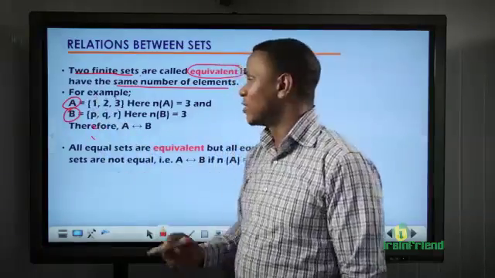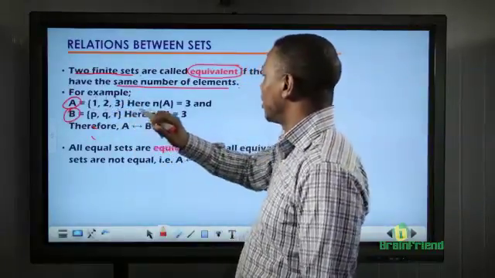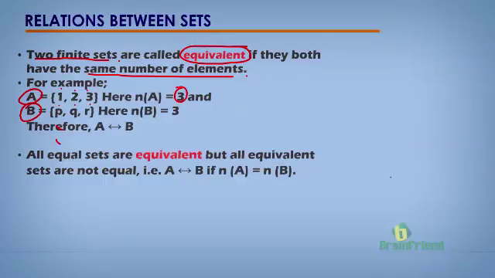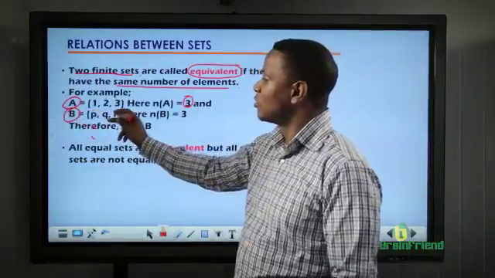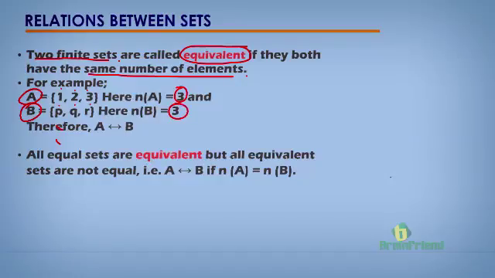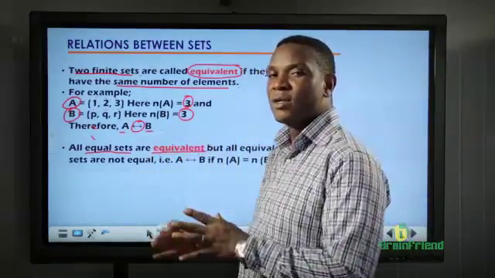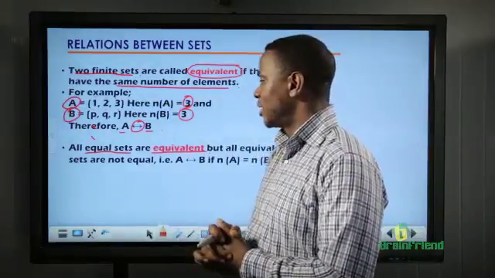The cardinality of our set A, which would be a count of the unique elements within our set A, would give us 3. The cardinality also of our set B, which is the count of the number of elements in set B, would also give us 3. It therefore means that A is equivalent to B. A quick fact for us to know is that all equal sets are equivalent. Remember, we said equal sets are sets that have the exact same elements within each set.